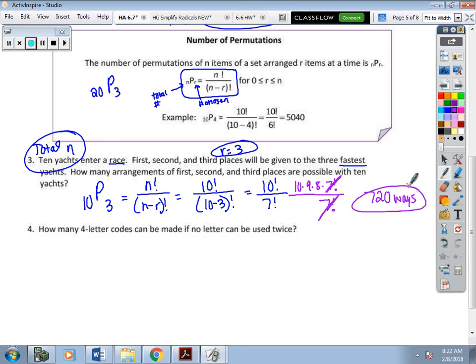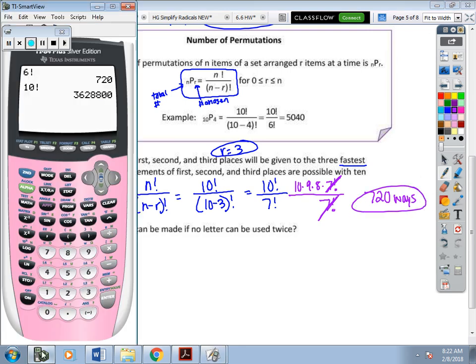Now if you don't like that, for this problem, since the numbers aren't big, you can do 10 factorial, then 7 factorial. You cannot divide 10 by 7 and then take the factorial. You have to take each one first.